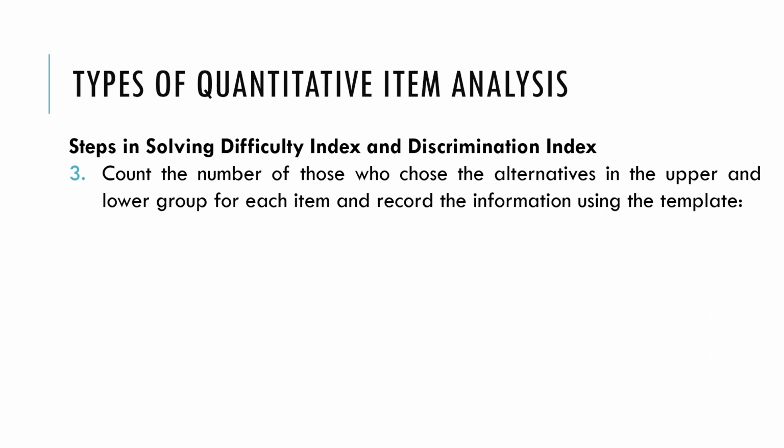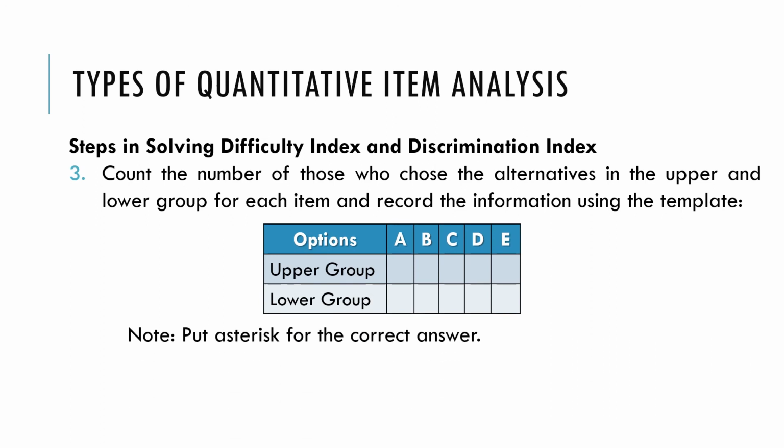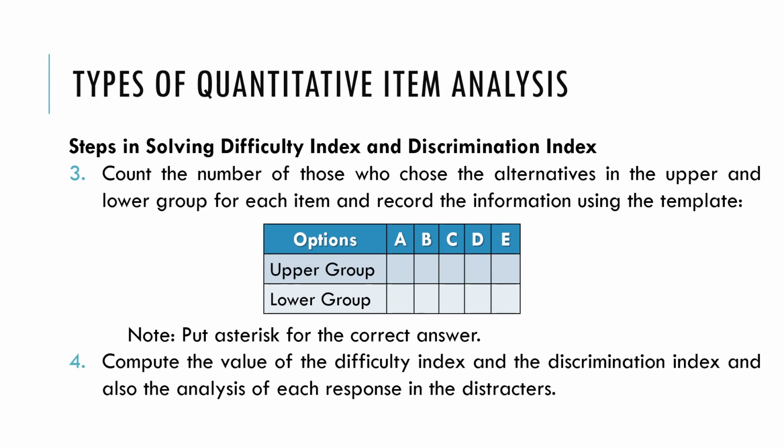And of course, do not forget to put an asterisk for the correct answer, because the correct answer will be the highlight later. No? Bakit kailangan nating i-identify yung correct answer? You just have to put an asterisk sa letter, no? Beside the letter. Number 4, compute the value of the difficulty index and discrimination index, and also the analysis of each response in the distractor. So this is now the time that you are gonna use the formula. No, actually makukuha mo siya by that process lang. Number 5, make an analysis for each item.